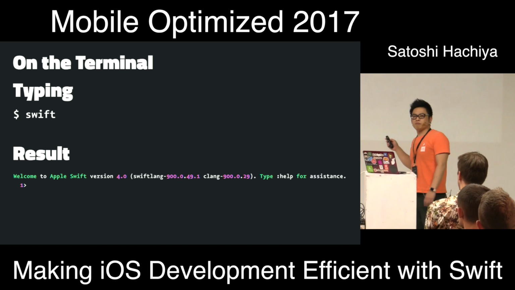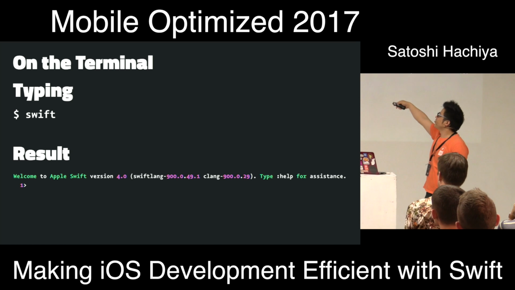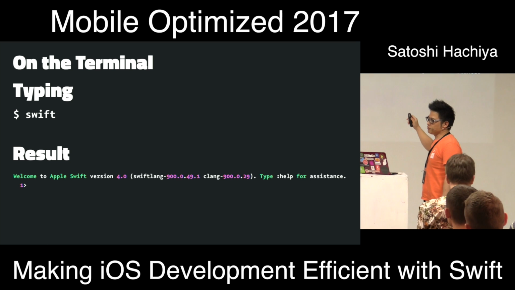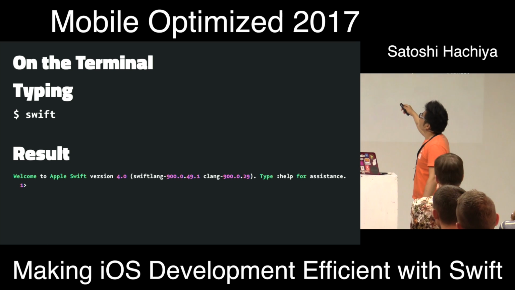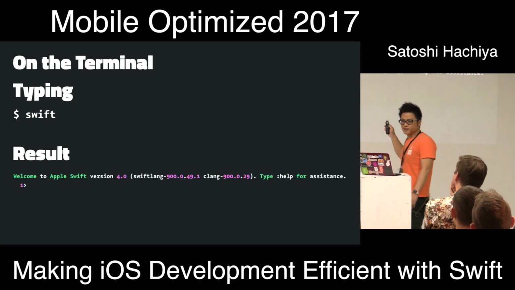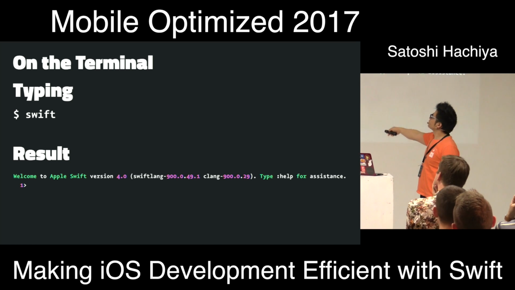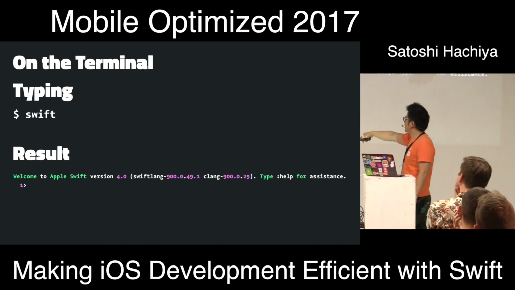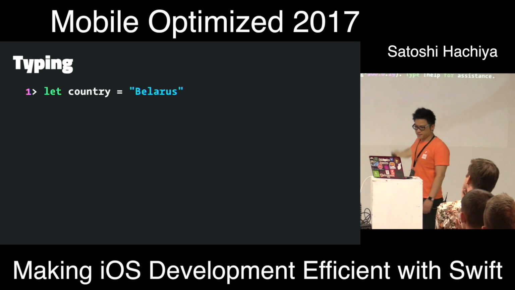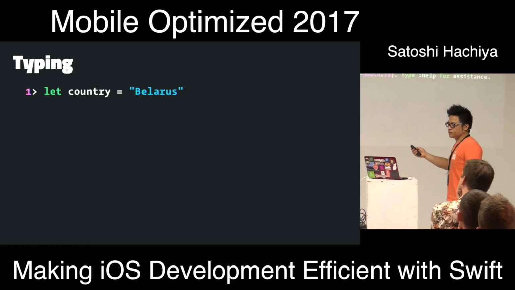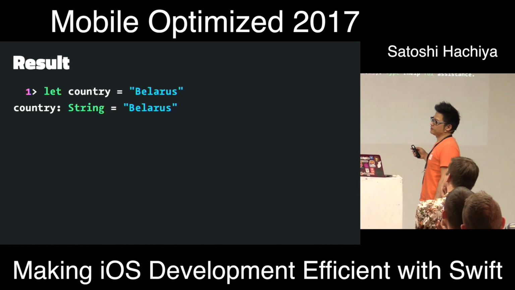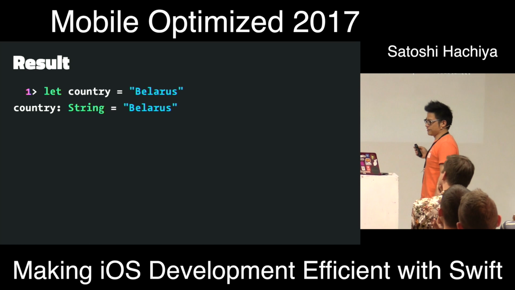To use the REPL, type the swift command on the terminal. If we run the swift command without any other arguments, we can launch the REPL. Typing the swift command results in, welcome to Apple Swift version 4.0. To exit, type colon quit or colon exit.